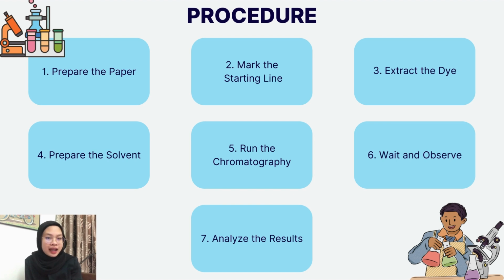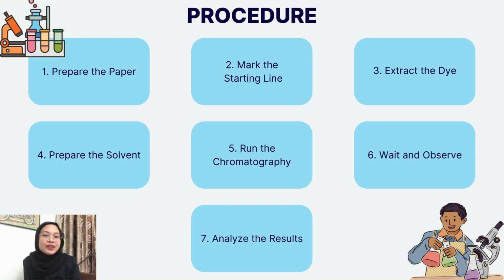Next, extract the dye. In this experiment, we will be using M&M as the candy. So, place a piece of the candy in a small amount of water to dissolve the outer coloring. After a few minutes, use a toothpick to apply a small dot of the colored solution onto the baseline of the paper strip. Next, prepare the solvent. Pour a small amount of water, just enough to cover the bottom. The solvent should not touch the dye spot directly when the paper strip is placed in the cup.